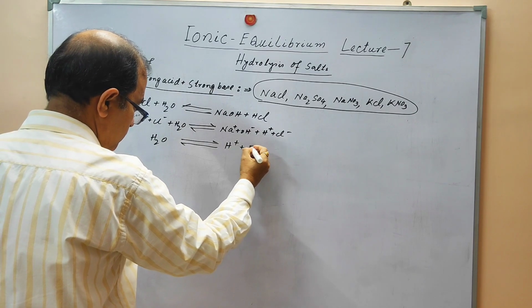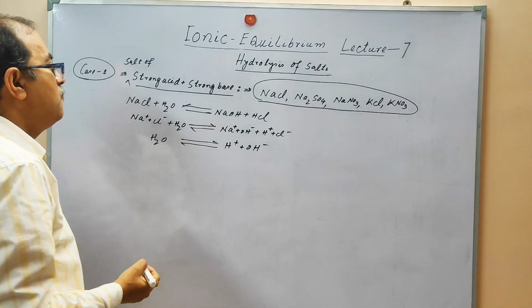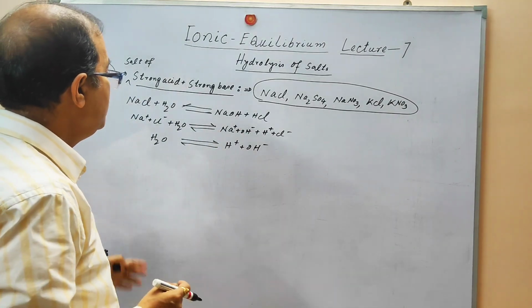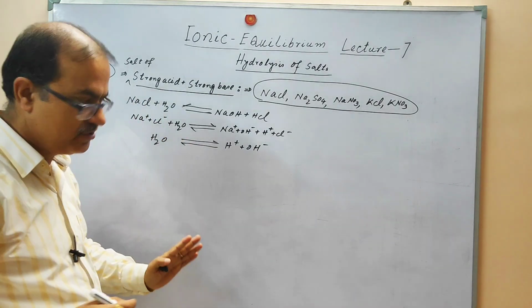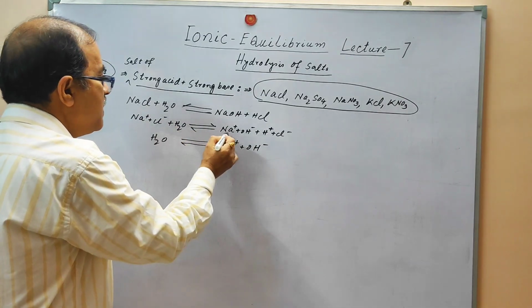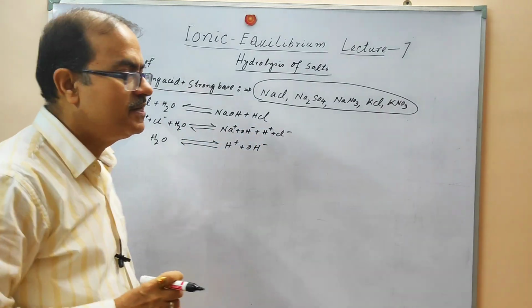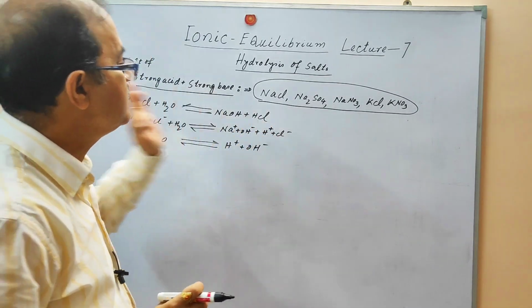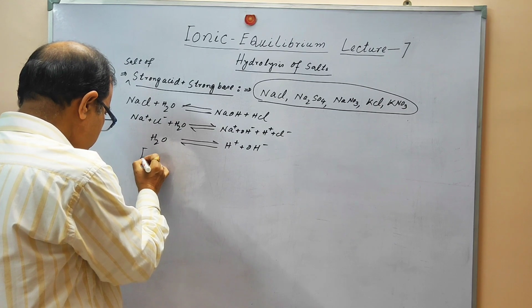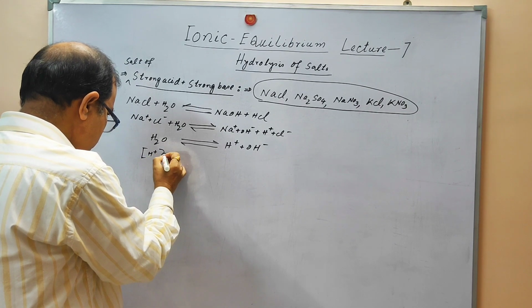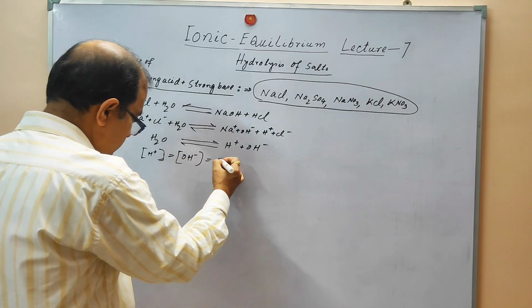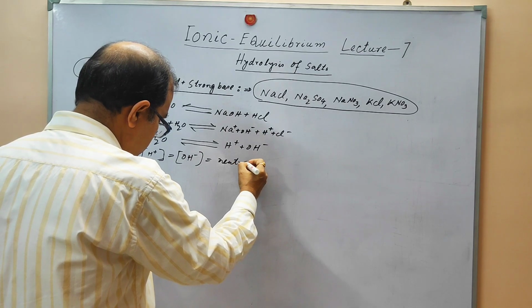What is going to happen for this type of salt when it is dissolved in the water? It will not be hydrolyzed, because the cation Na plus and anion Cl minus produced will be hydrated and will remain as Na plus and Cl minus. The concentration of hydrogen ion will be equal to the concentration of OH minus ion, and the solution will be neutral.